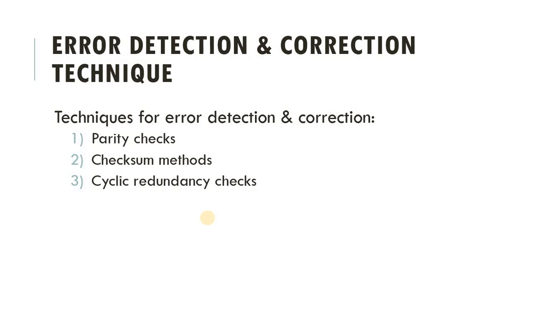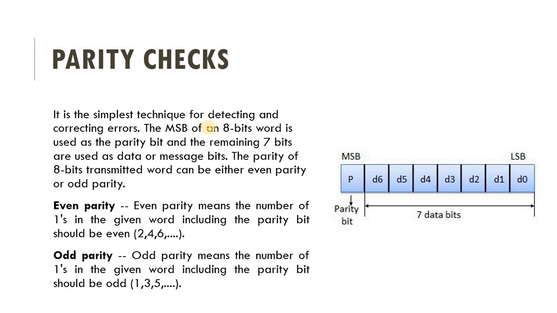Now there are mainly three error detection and correction techniques: parity check, checksum method, and cyclic redundancy check. We already learned the checksum method in chapter number 3. Now we'll learn what a parity check is in this video. So let's start with the parity check.